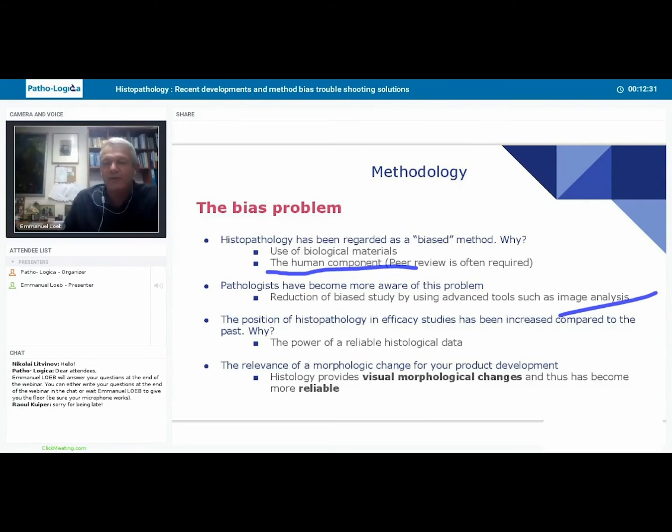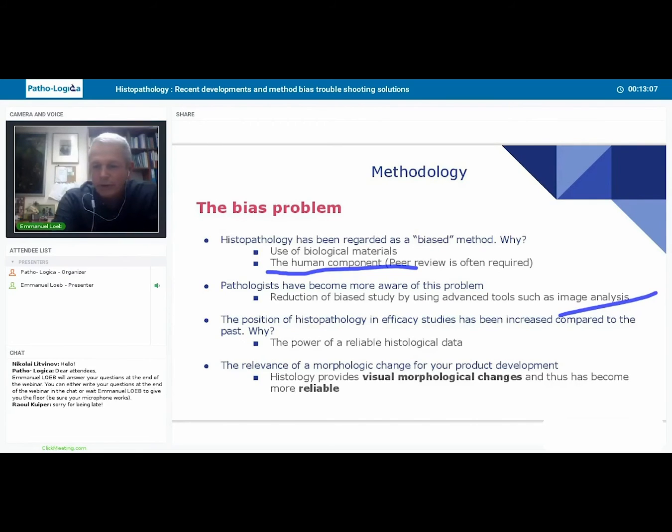The use of histopathology in efficacy studies has increased compared to the past. Why? Because of the power of reliable histological data. So what we see is that the known bias problem among pathologists is being reduced by the awareness of pathologists and by the usage of image analysis tools.